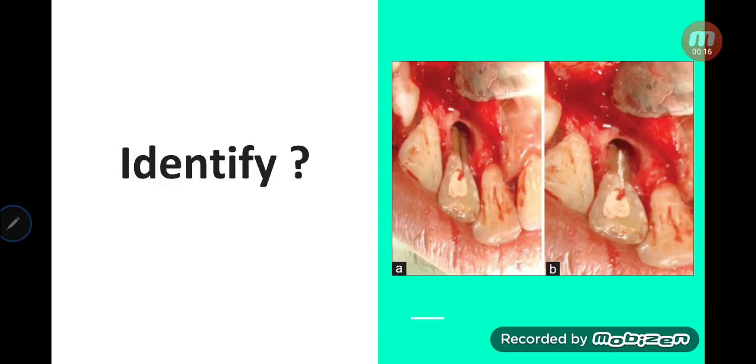Palato-gingival groove is most common in maxillary lateral incisors. You can see the palato-gingival groove, which is filled with a glass ionomer cement. This is what the palato-gingival groove is.